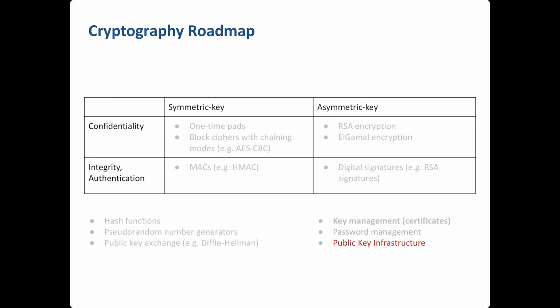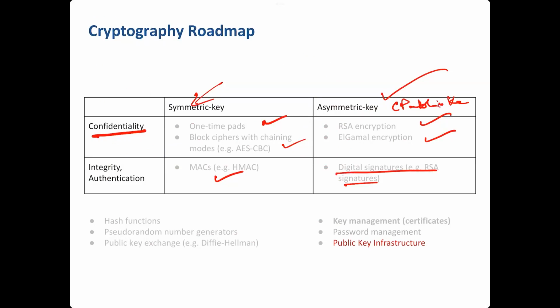So this is where we are. We have completed all this: symmetric key encryption, almost everything, like one-time pad, block ciphers, MACs, RSA, ElGamal, then asymmetric key encryption, which we also call public key. And then we have looked at digital signatures. Now we are into the last phase, which is PKI.